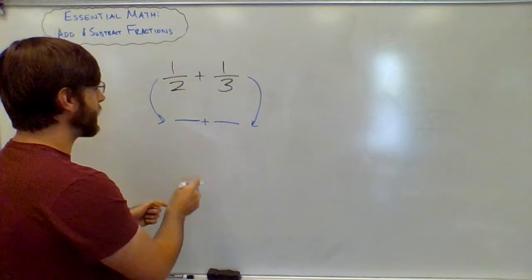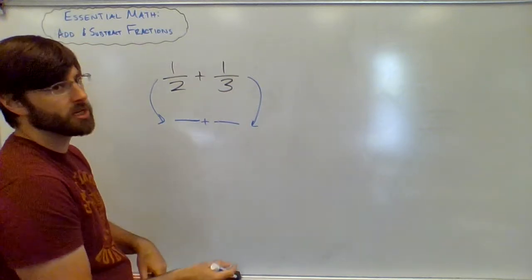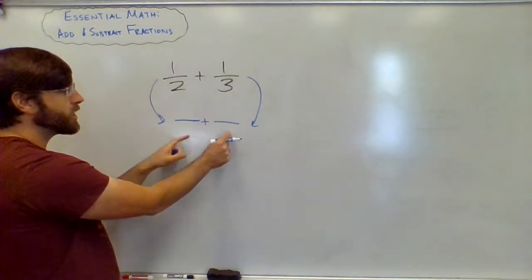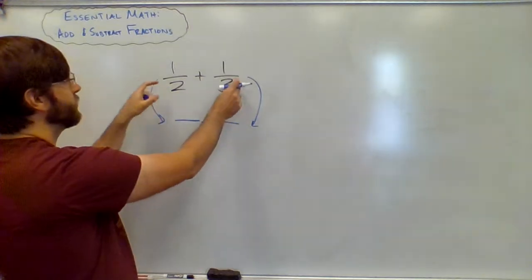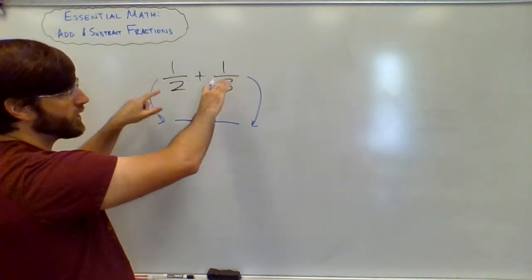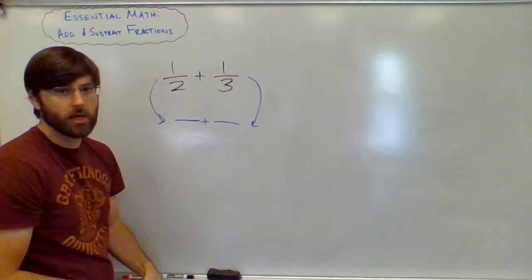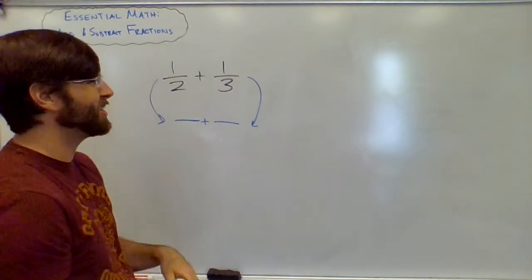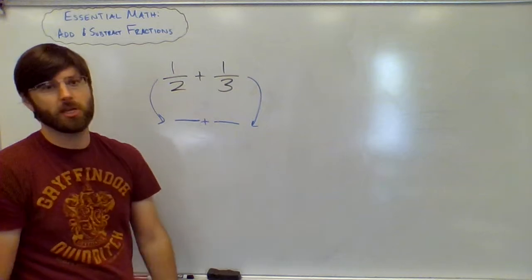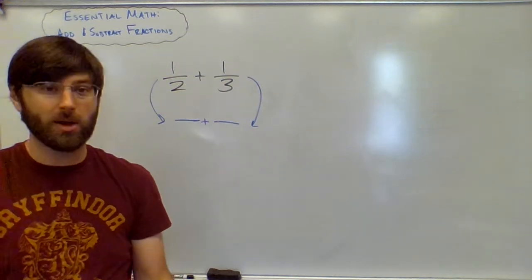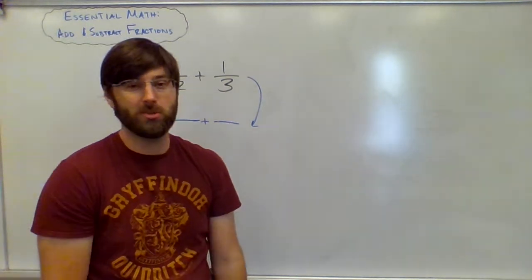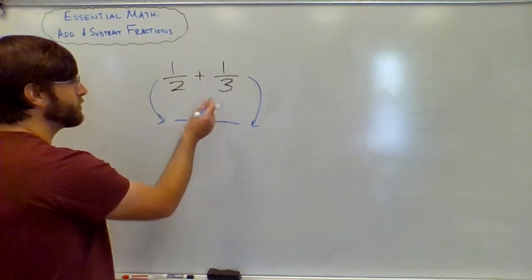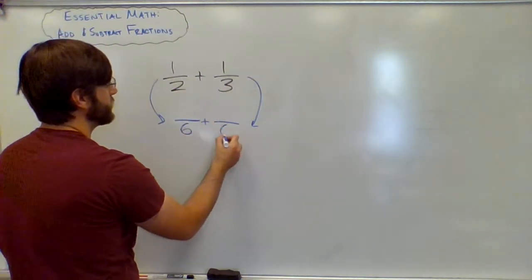Now, we need to find a common denominator. So I need to ask myself, what do both 2 and 3 go into? What can I multiply to? Or once I'm thinking of the multiples of 2 and 3, what do they go into? And some of you might be remembering right now that you can always find a common denominator by multiplying the denominators together. And that's true. And because we don't care about simplifying, you can always do that. You can always just be like, well, I'm going to use the 2 denominators times each other, which is 6.